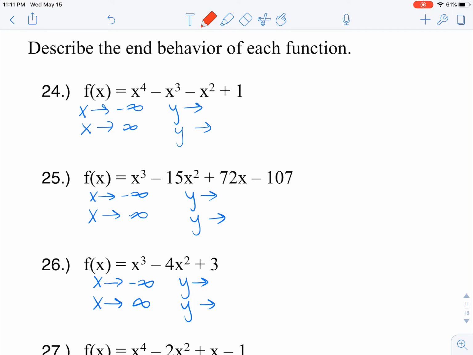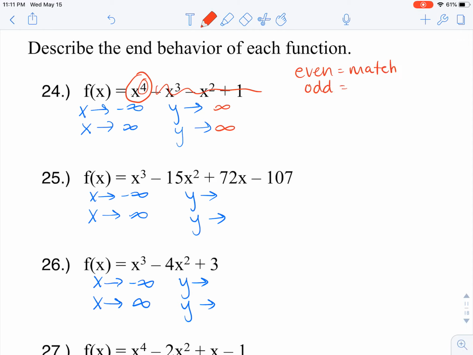Alright, so describe the end behavior. What's here in blue underneath each of these problems is going to be given to you. All you have to do is fill in the y with positive infinity or negative infinity. All we look at is this first term. We don't care about anything else. Notice that the very first term is positive, so the second one is positive, and then it's an even exponent, so therefore they match. So even, they match.